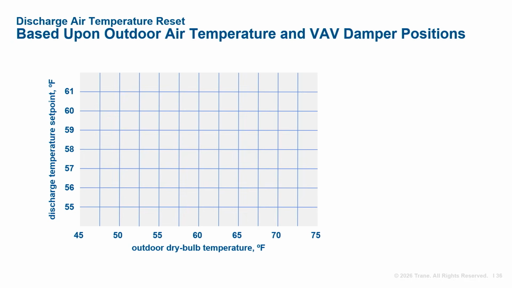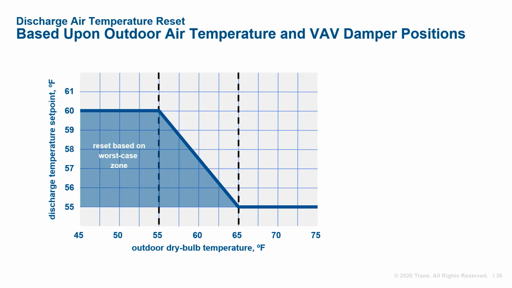The classic implementation uses outdoor air temperature and VAV damper position to determine what to do. Using outdoor air temperature, the system establishes the discharge air temperature set point. So when it's cool outside, the BAS resets the set point upward to 60 degrees. And when it's warm outside, the discharge air temperature is at its normal set point, 55 degrees. And for conditions in between, a linear function is used.